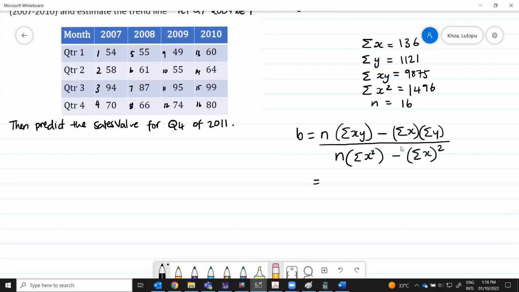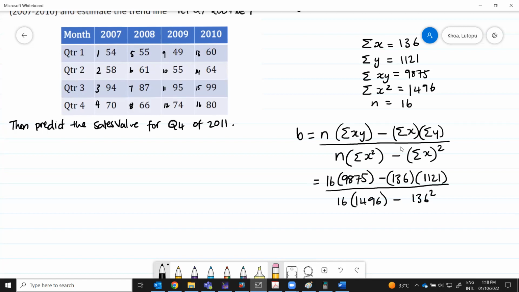Okay, so we need to work out b first. This is 16. The sum of the xy's, this is 9875. Then the sum of the x's, this is 136, times the sum of the y's, 1121. This is divided by 16. X squared, this is 1496. And then this is 136 squared.